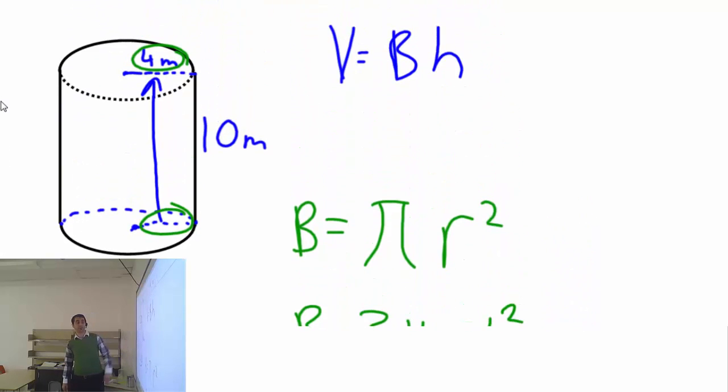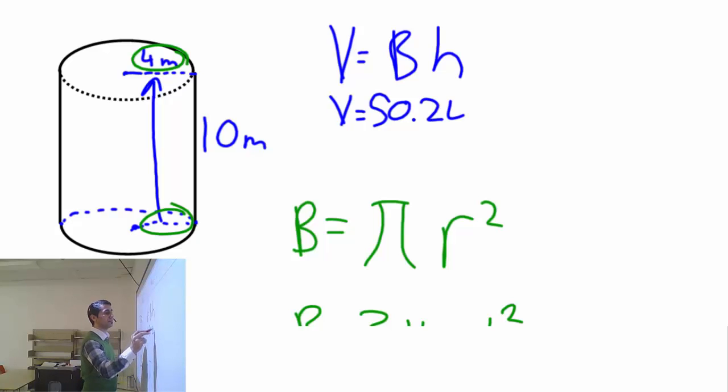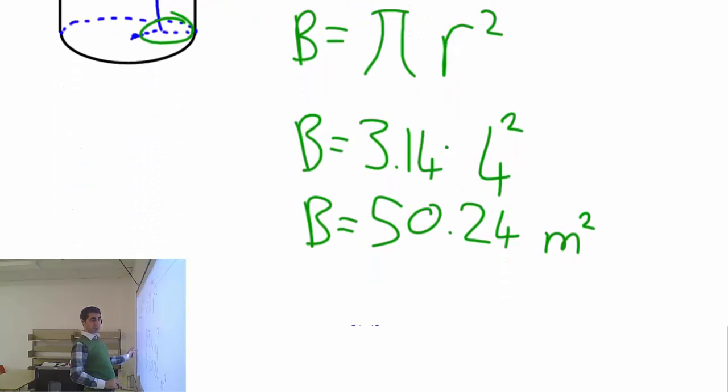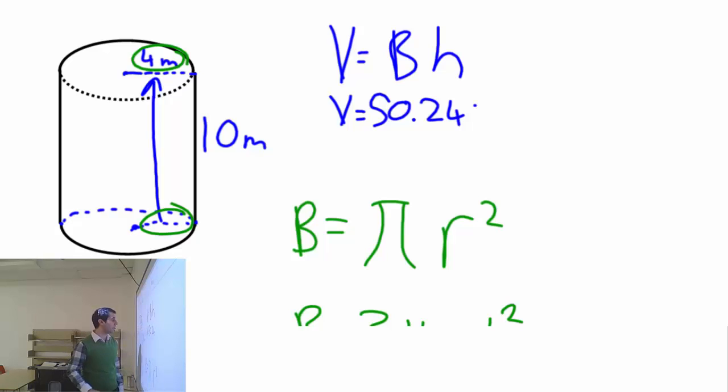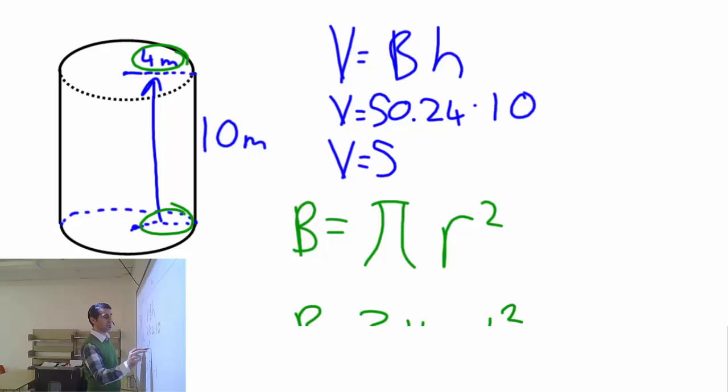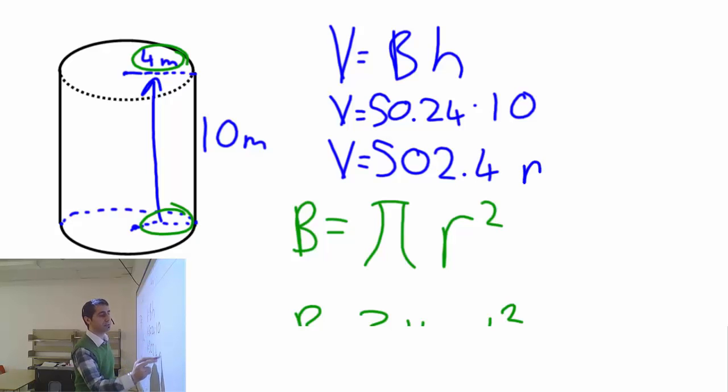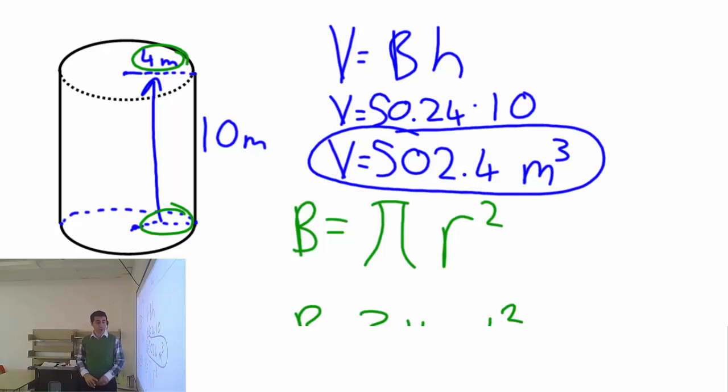So let's go back to where I started from. V equals, I now know that this is 50.24, if my memory is right, times the height, which is right here, 10. The volume will be equal to, use your calculator if necessary, 502.4 meters cubed. So that's how you calculate the volume of a cylinder.